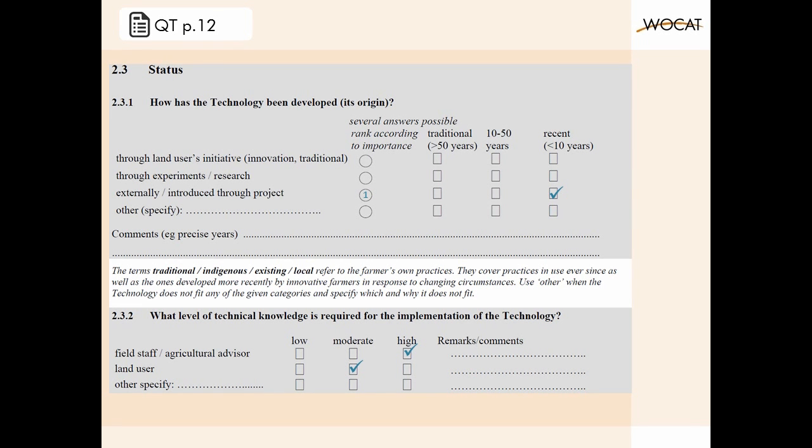2.3.1 is about the origin of the technology, in other words, how and by whom the technology was developed. Was it by the land user himself or herself? Or was it introduced by extension agents, project specialists, or by researchers? The next question pertains to the level of know-how or technical knowledge of the stakeholders to implement the technology.